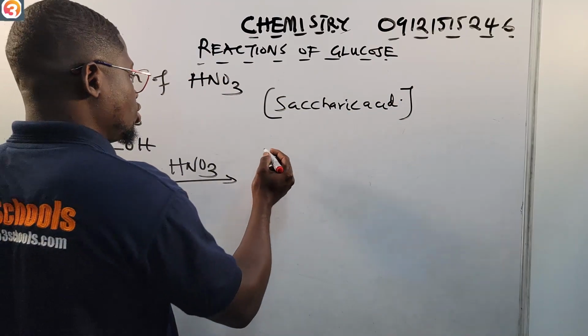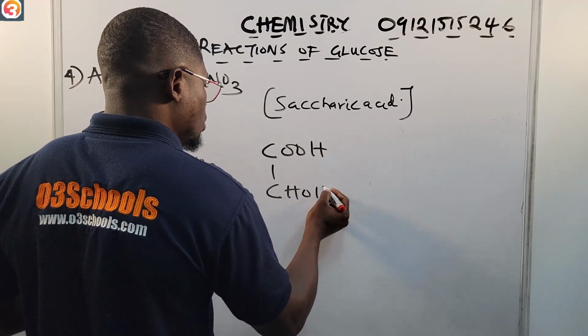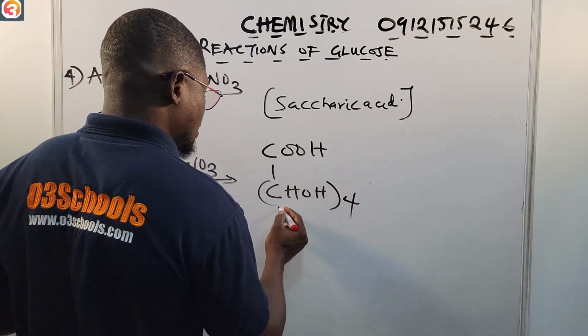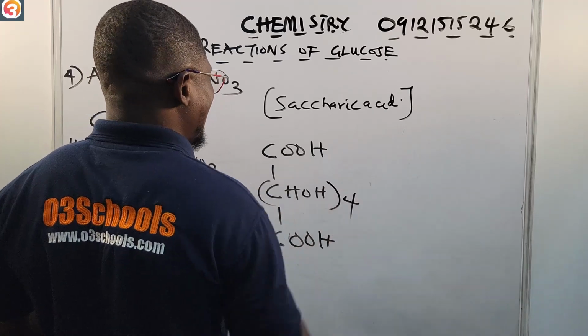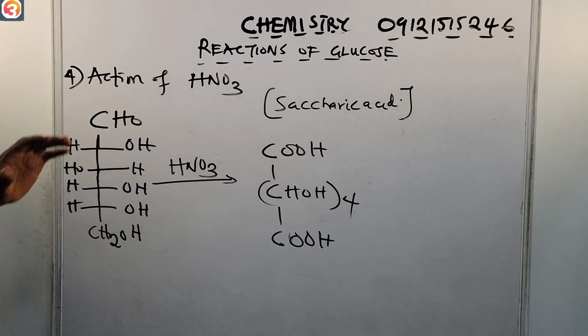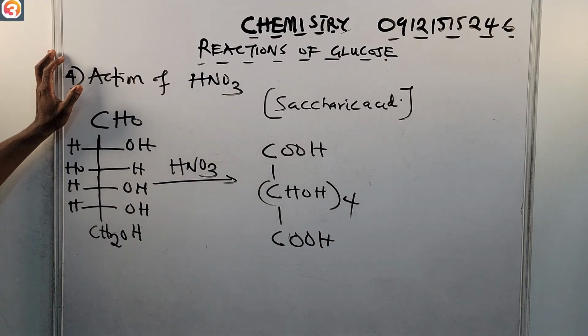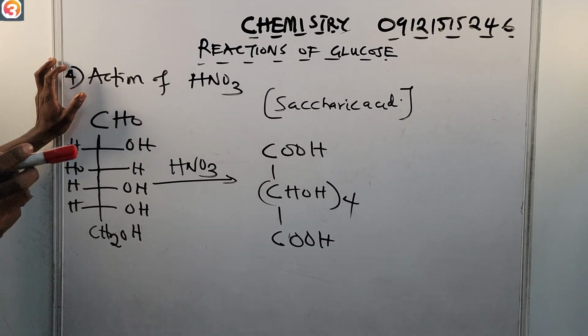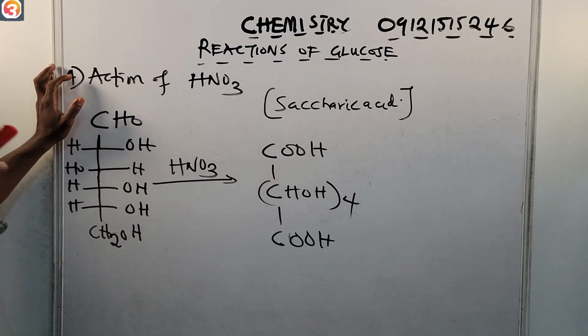Okay, and the structure is COOH bonded to CHOH into 4 places, then our COOH. These are our saccharic acid. Okay, and it is very, very important to note here that this saccharic acid can also be gotten by allowing the action of hydrogen trioxonitrate 5 to act on gluconic acid.